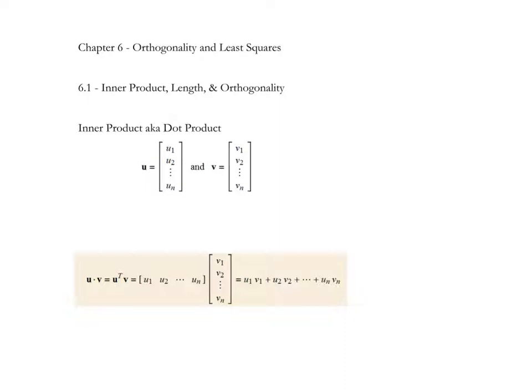Hi everyone. In this video, we're going to go through the first section of Chapter 6. Chapter 6 is called Orthogonality and Least Squares, both things that we will be introduced to as we move through these sections. In 6.1, we get a lot of introductory vocabulary: inner product, length, orthogonality.